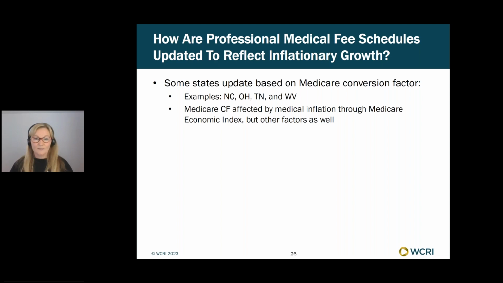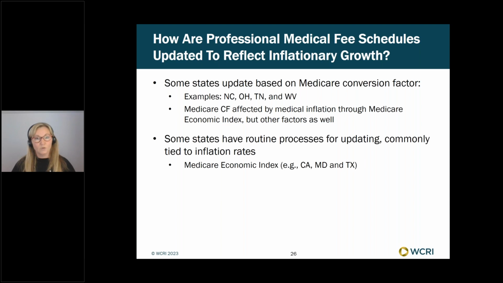Some states update using the Medicare conversion factor, which incorporates the Medicare Economic Index, a measure of inflation. But it's also shaped by other factors, such as budget neutrality requirements that Medicare has. Other states rely on a more direct use of inflation measures. An example would be the Medicare Economic Index. Again, it's a Medicare-developed measure of medical inflation for professional services.